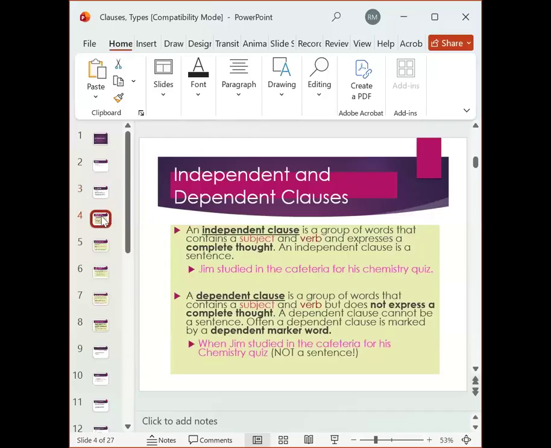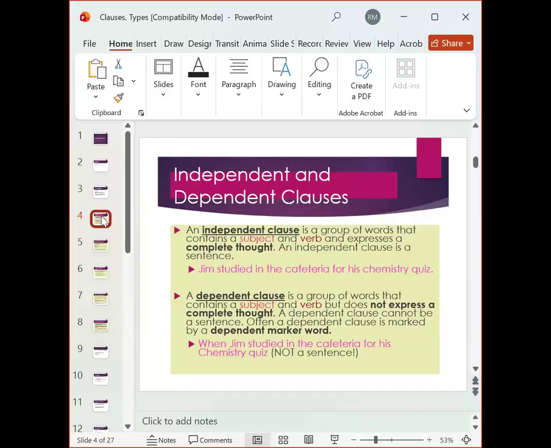Now, the two major types of clauses are the dependent and independent clauses. So all clauses can be grouped under either dependent or independent clauses. Now, the independent, as the name suggests, are clauses that are also referred to as what we call the simple sentences. When we start looking at sentences, you'll see what I'm talking about. So an independent clause is equal to a simple sentence.